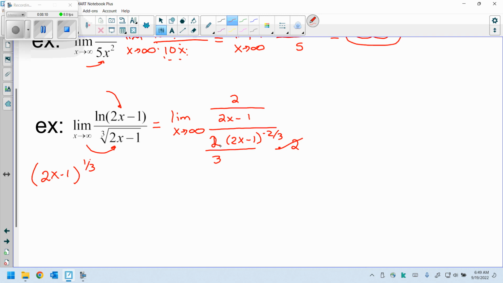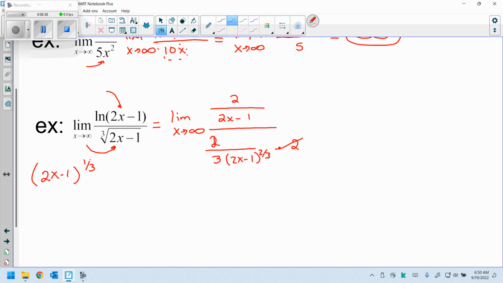And I think what I'm going to do is take this guy right here, this 2x minus 1 to the negative 2/3. I think I'm going to write that on the bottom. Call it 2x minus 1 to the 2/3. All right.